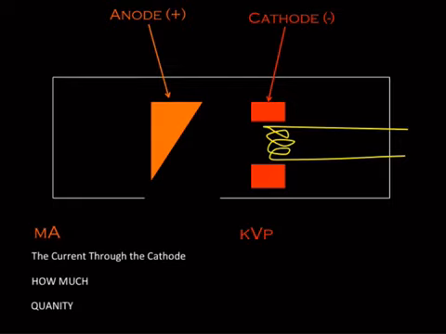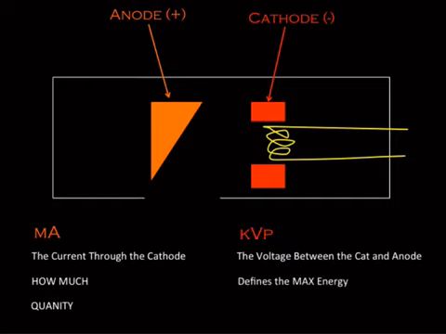Now, kVp is how much voltage you're putting between the cathode and the anode. Another way to think about this is that it's defining the maximum energy. Remember, I mentioned that several times. That was one of those things that you can modify: the maximum energy that you're going to distribute. And it's sometimes referred to as the quality of the X-ray.